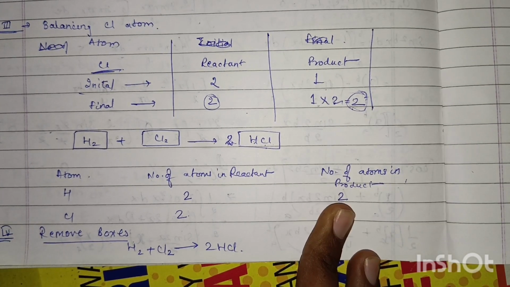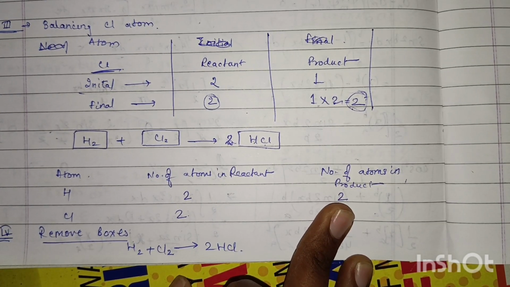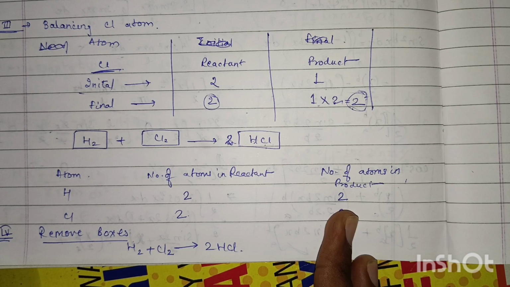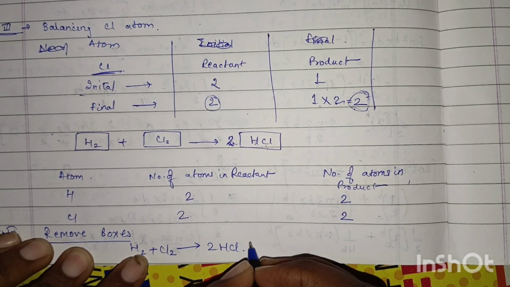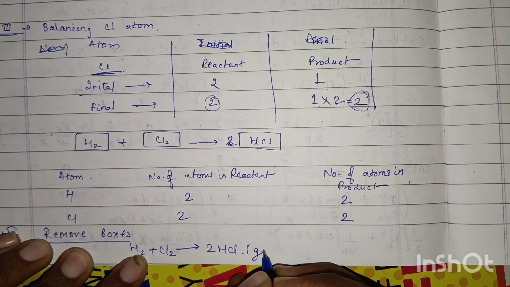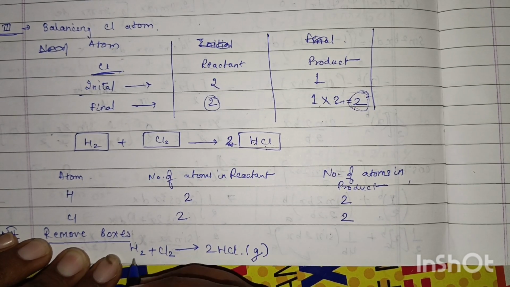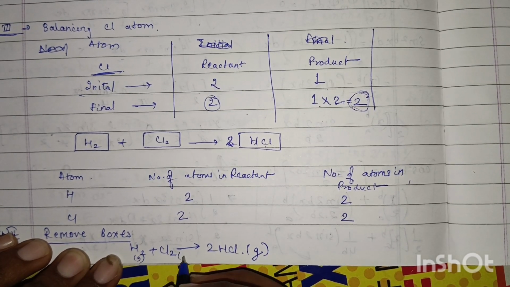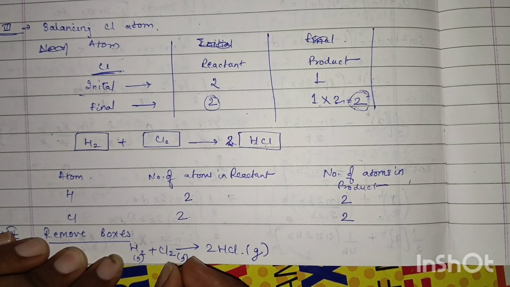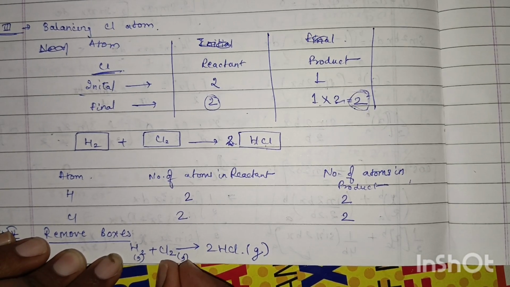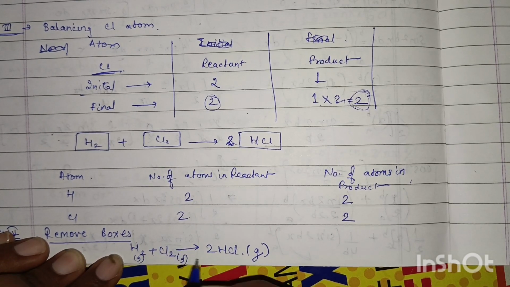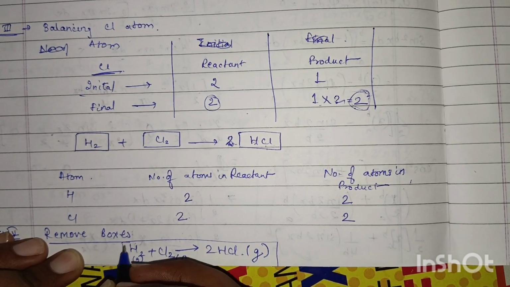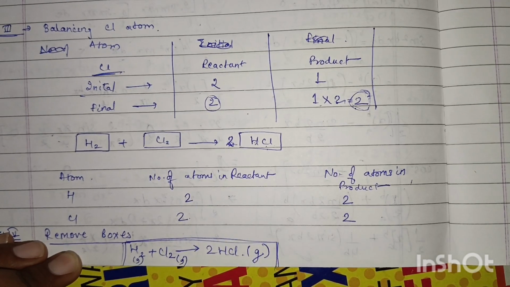One more thing to be kept in mind is that we have to take care of the state in which these atoms are present. Hydrogen is present in gaseous form, chlorine is gaseous, so we have to write their state next to the atom in order to show in which form it is present.